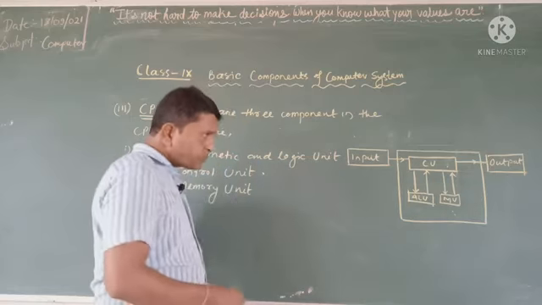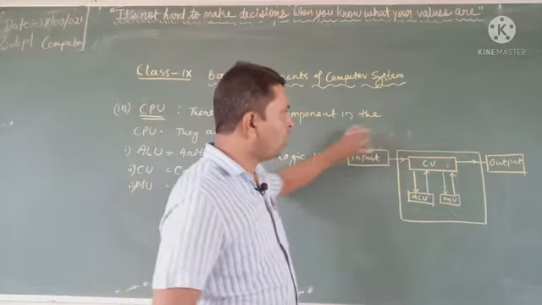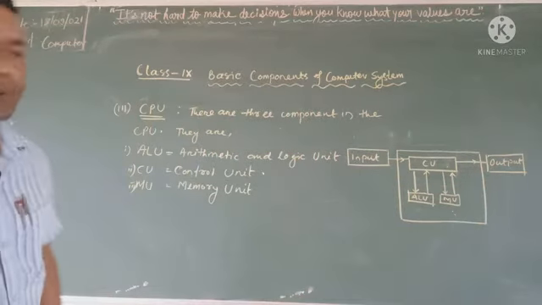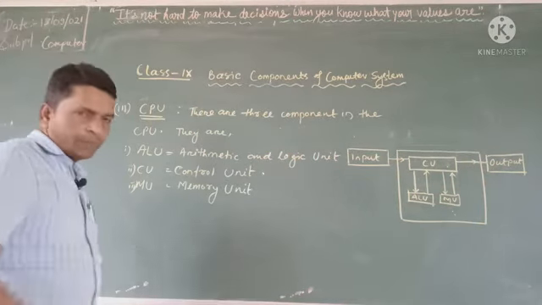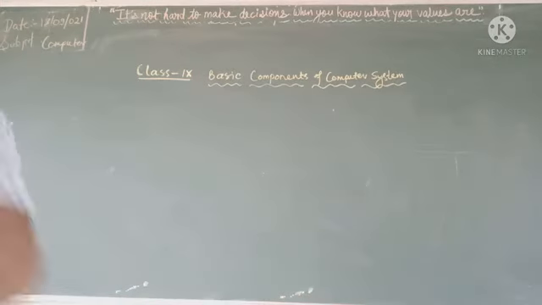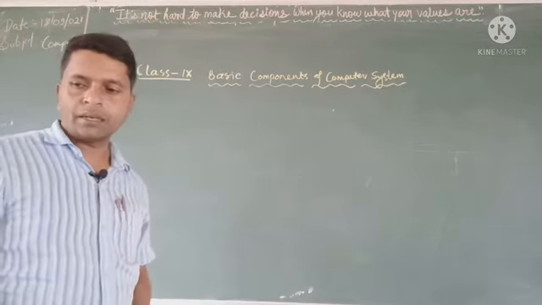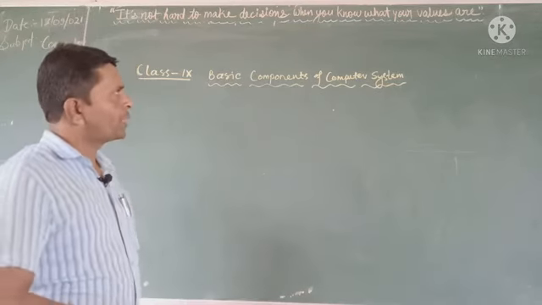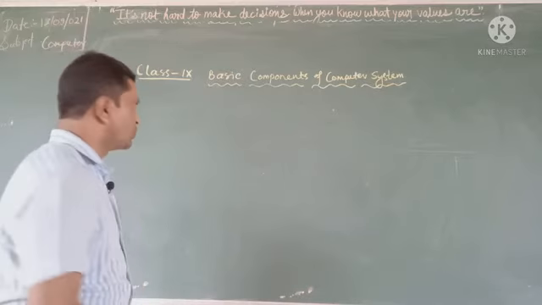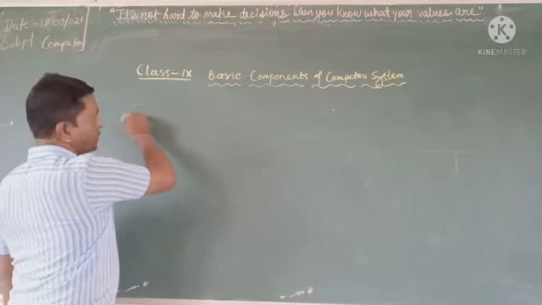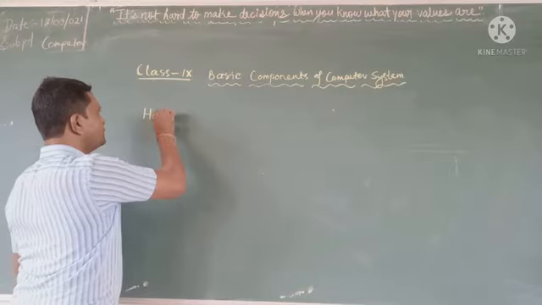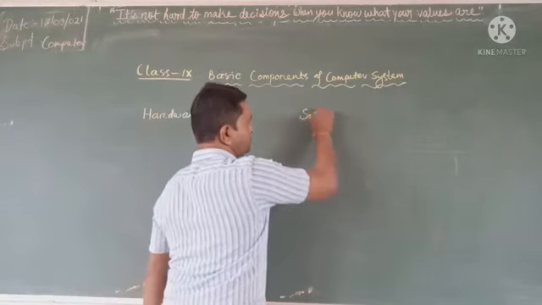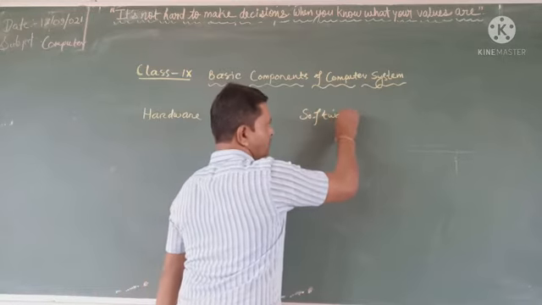Okay. The control unit just controls all the parts of the computer. Okay, this is the CPU. One more thing is that computers have system components, and the components are categorized into two types: one is hardware and another one is software.